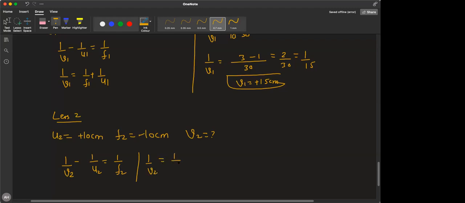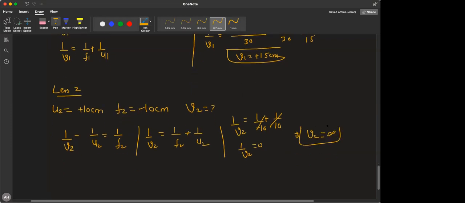So 1 by V2 is 1 by F2 plus 1 by U2. Fatma, Sania, is it 1 by V2 is this? So how much is V2? Up to here you are right, but it's 1 by V2. You need to calculate V2. No, Sania, 1 by 0 is infinite. See, you have 1 by V2 is 1 by F2. How much is F2? It's 1 by minus 10, plus 1 by U2. How much is 1 by U2? It's 1 by 10. So it gets cancelled out. 1 by V2 is 0, which implies your V2 is infinite. So for the second lens, the image is at infinity.